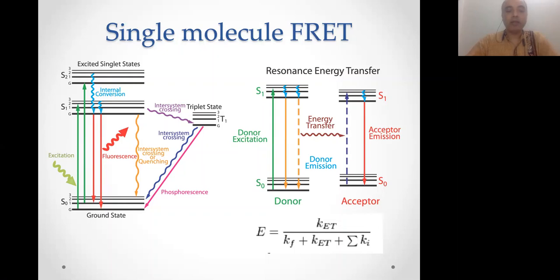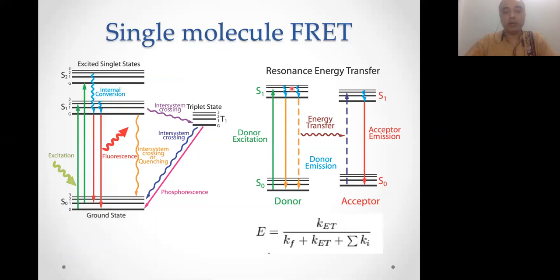and it relies on the fact that the dyes or chromophores or fluorophores, when they are in the vicinity of each other, can undergo what is called non-radiative energy transfer. You don't need to be physically touching each other, yet they can transfer energy which is present in the excited form of the donor.